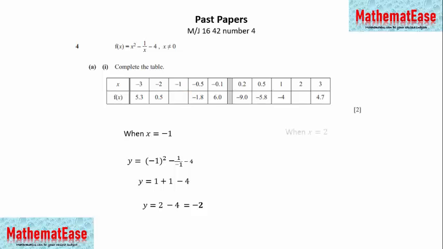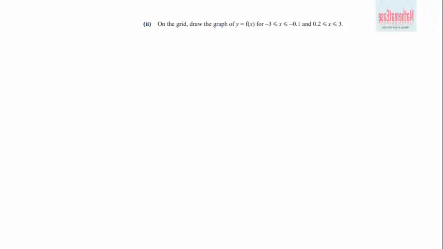Then when x is equal to 2, I will plug 2 into the equation. Then I get 4 plus 0.5 minus 4, which is equal to 0.5. So I fill in 0.5 into that space. Then the next question. On the grid, draw the graph of y is equal to f of x. Note, f of x and y, they are the same thing. So to draw the graph, I've already drawn the graph. You know, you plot your y-axis, your x-axis, put the dots there and join.